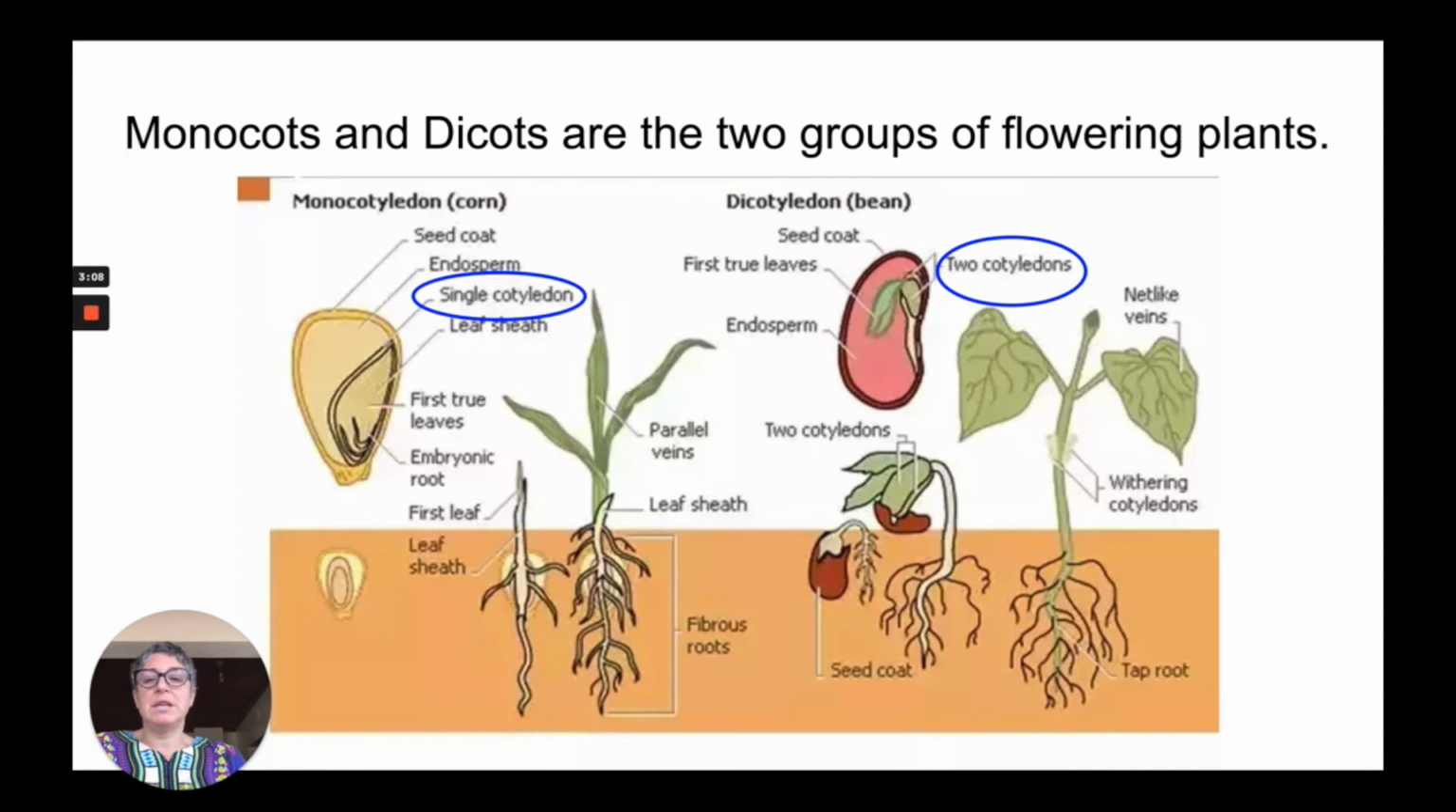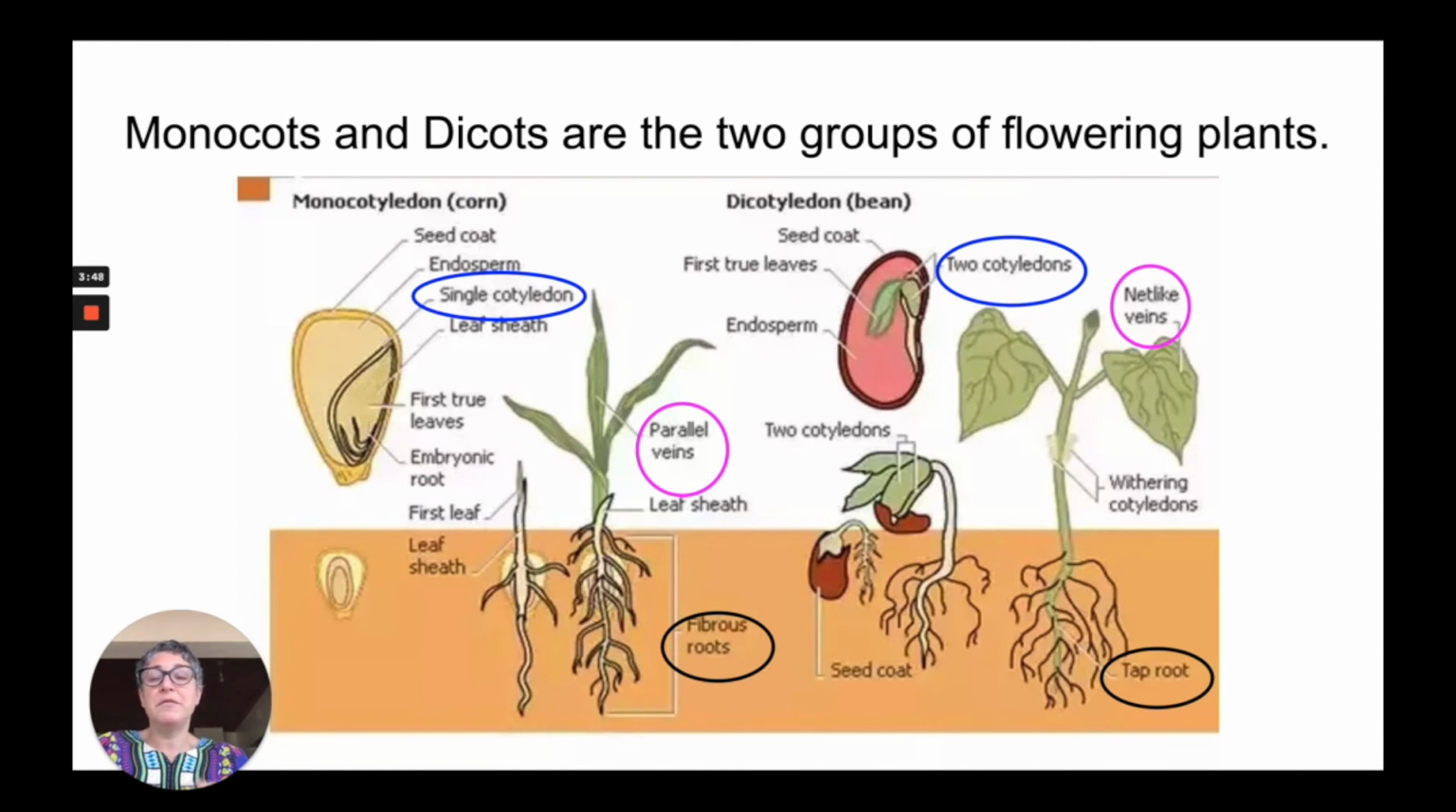So one of the things is whether it has the single seed or the double seed. Another thing that we can look at is the veins in the leaves, whether it has what we call parallel veins, the veins run parallel to each other, or if the veins of the leaf are net-like, as in think of a spider web. And then we can also look at the root system, whether it has what we call fibrous root. That means the roots kind of spread out, or if they have what's called a taproot that goes down very deep, straight down without too much extension.